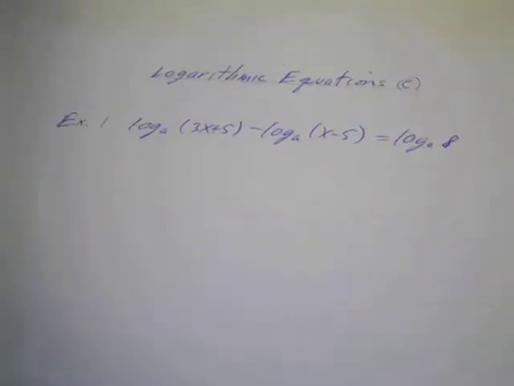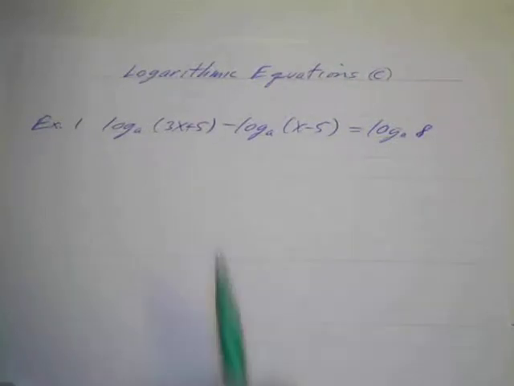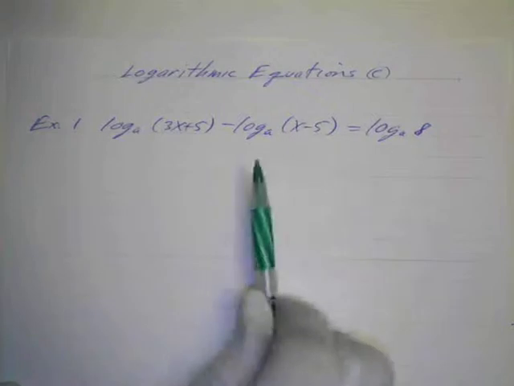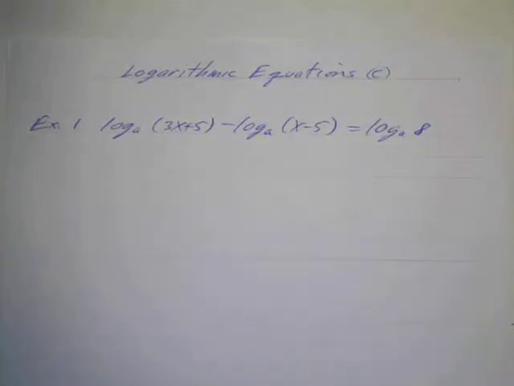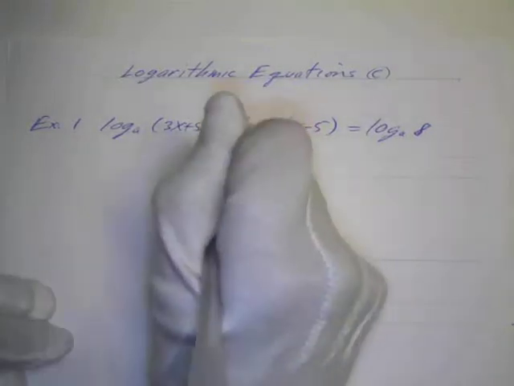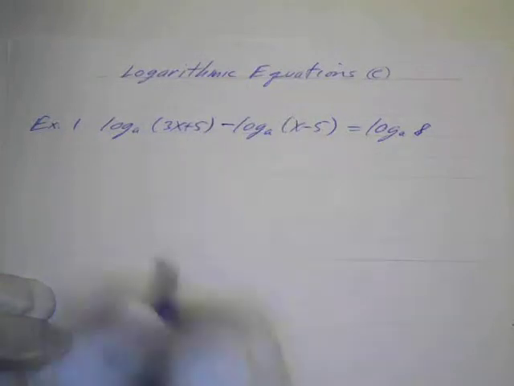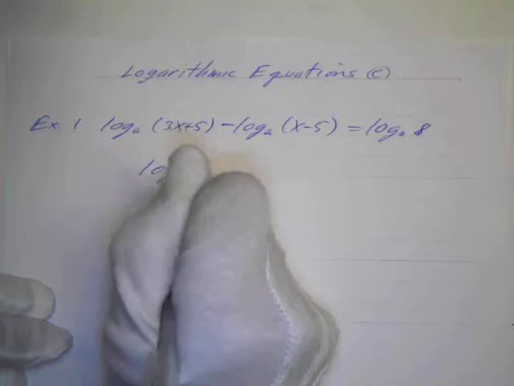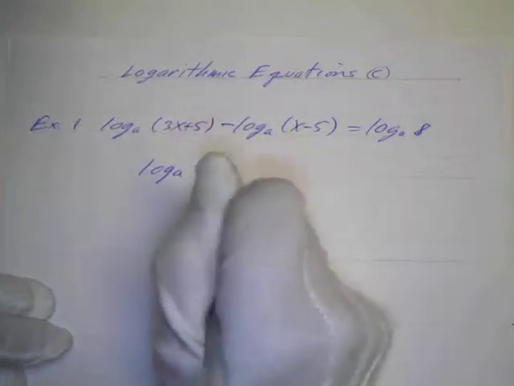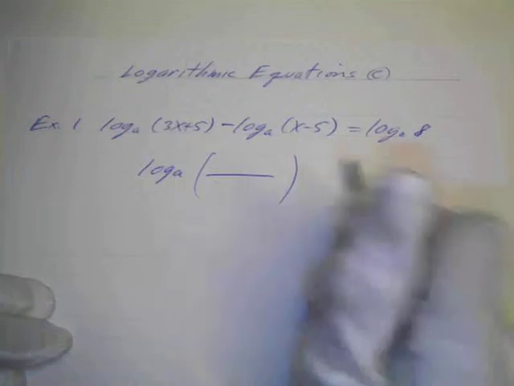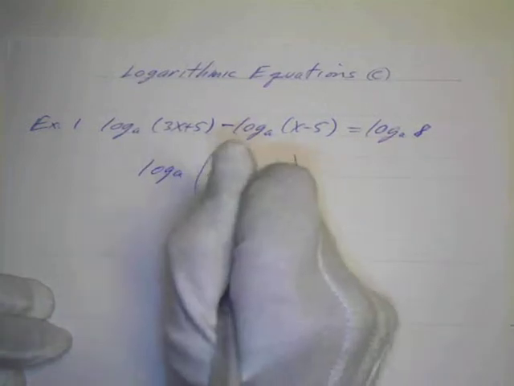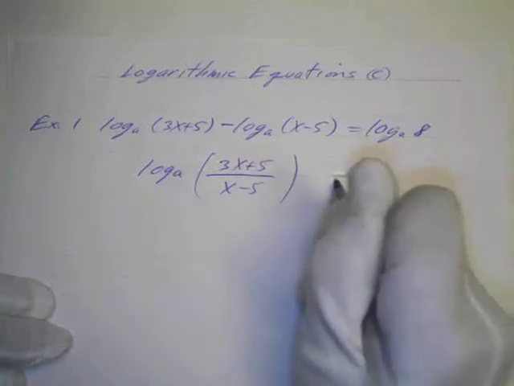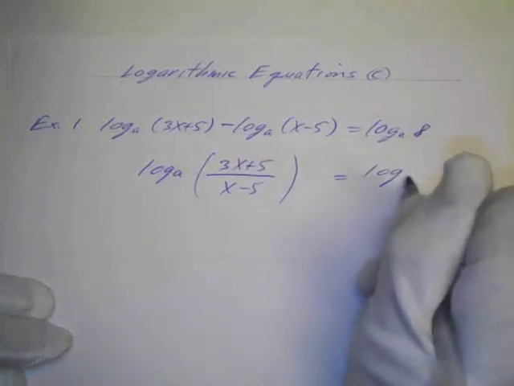So let's take a look at an equation like this. And we see that we've got two logs on the left, one log on the right. So we've got to get one log. So we're going to condense this. And we've got a difference, so we know the difference of the logs is the log of the quotient. So we use our quotient rule. This would be equal to log to the base A of some quotient. In this case, it's going to be 3x plus 5 all over x minus 5. And that's going to be equal to log to the base A of 8.